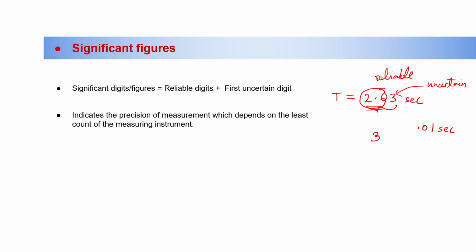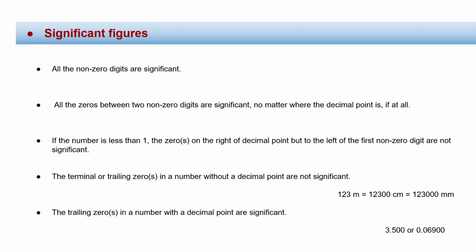Like the way we had done for error analysis, what is the resultant when two errors are added or their product or division is taken, the same way we have to keep in mind various rules when we are dealing with similar mathematics. So let's discuss these rules. First rule is all the non-zero digits are significant.